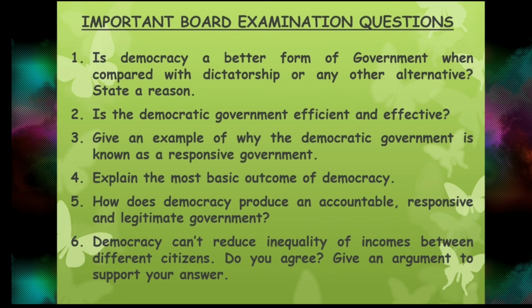Point 4, explain the most basic outcomes of democracy. Question number 5, how does democracy produce an accountable, responsive and legitimate government? Question number 6, democracy can't reduce inequality of incomes between different citizens. Do you agree? Give an argument to support your answer.